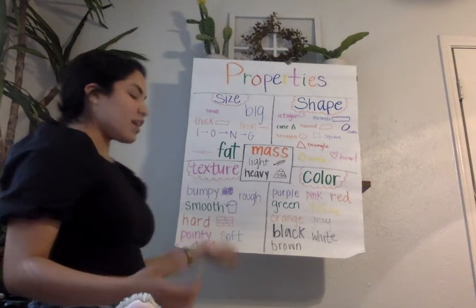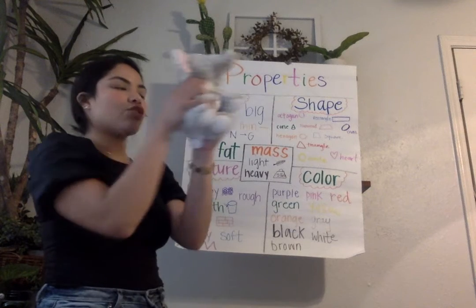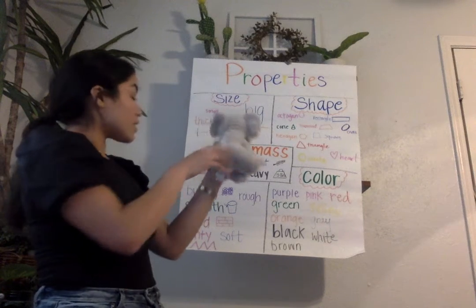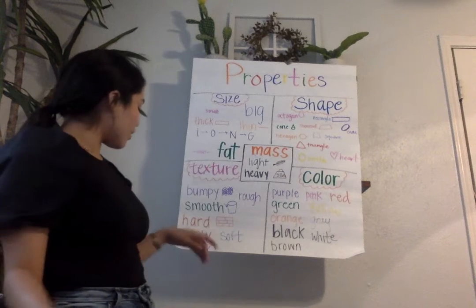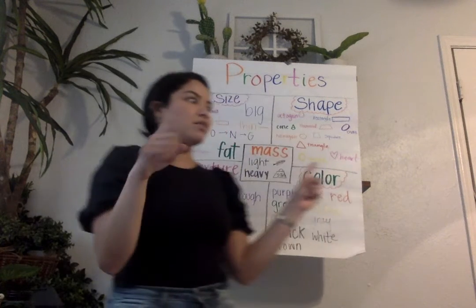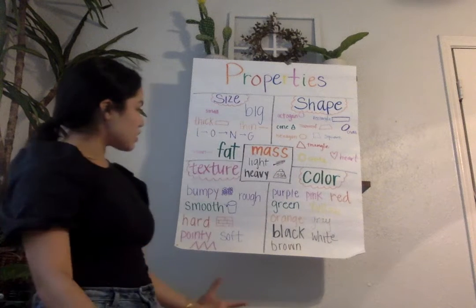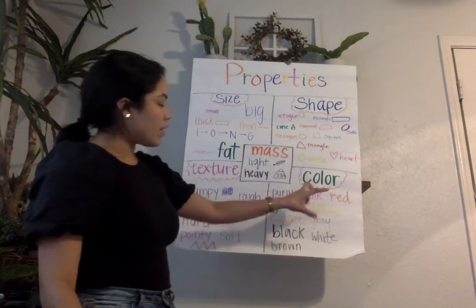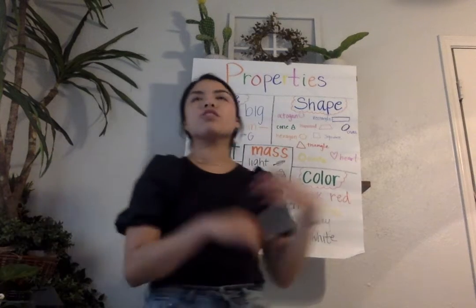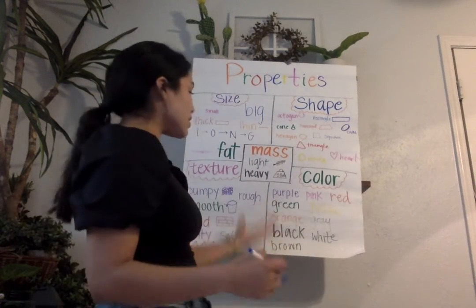Next, we have something that is soft, like Mr. Elephant. He's so soft and squishy. He's very soft. So that's another way of describing Mr. Elephant. And something that is pointy. So something with spikes. Something that has spikes, that's something that is pointy. Next, and finally, we have color. So color, there's lots of colors. There's so many colors, but I only listed a few, okay?